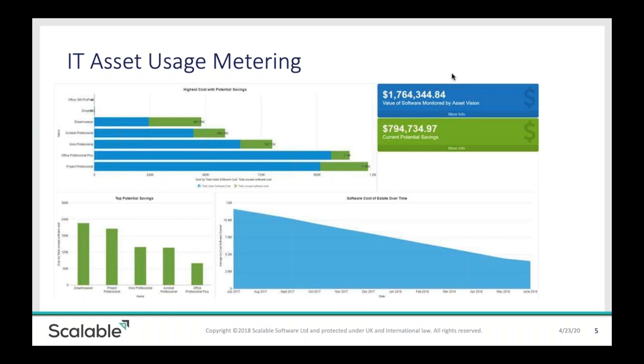And in this case, there's $1.7 million of software being monitored by Asset Vision, and the potential savings from removing unused software in this particular case is $794,000 of unused software that can be removed, and we give you the ammunition to get a better deal with your software vendors. So that's Asset Vision.